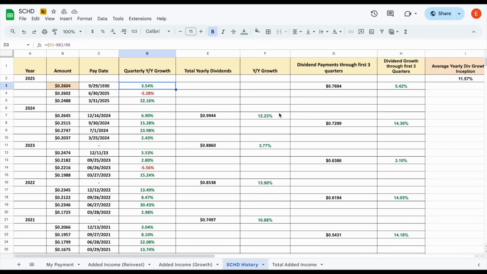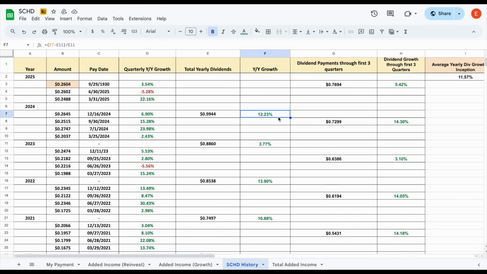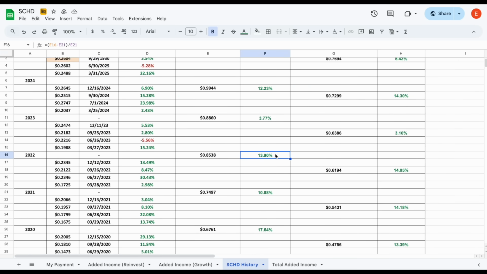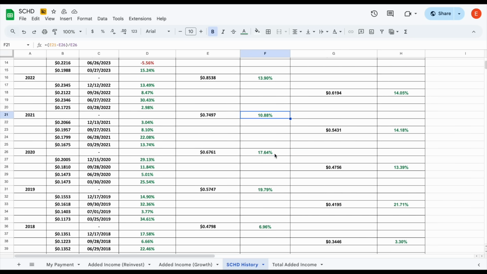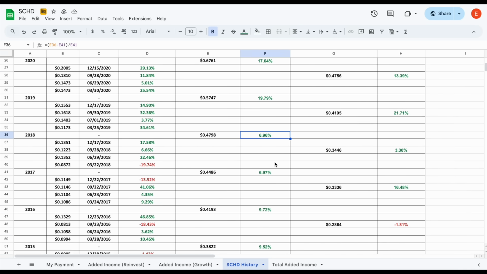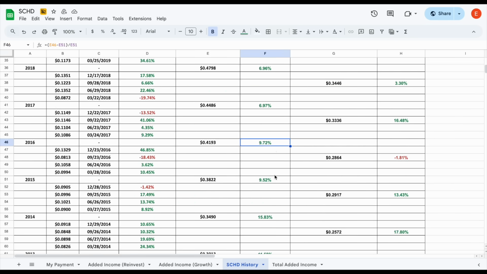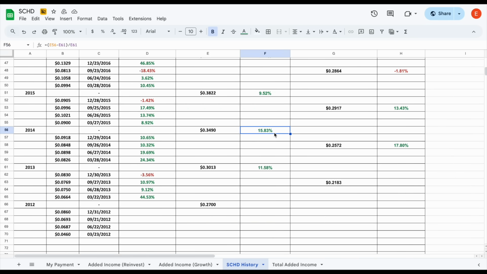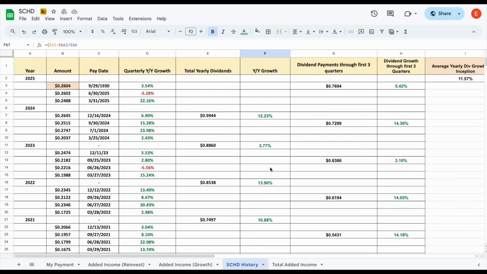Look at this year-over-year dividend growth since inception: 12.2, 3.7, 13.9, 10.8, 17.64, 19.7, 7%, 7%, 9.7, 9.5, 15.83, and 11.58%. This is what causes the dividend snowball effect. So depending on what your goals are as an investor, SCHD could still be a good option.